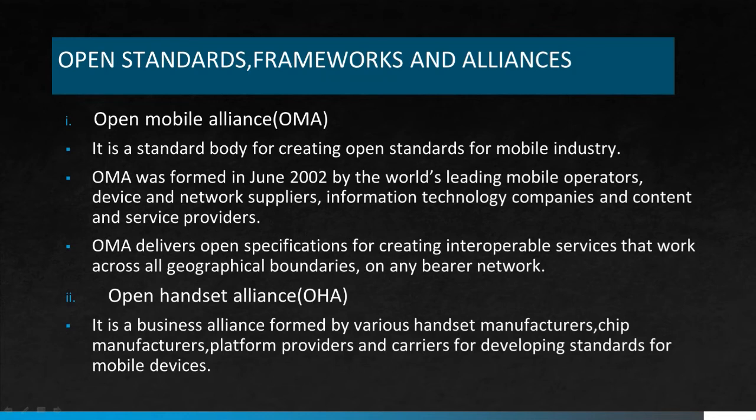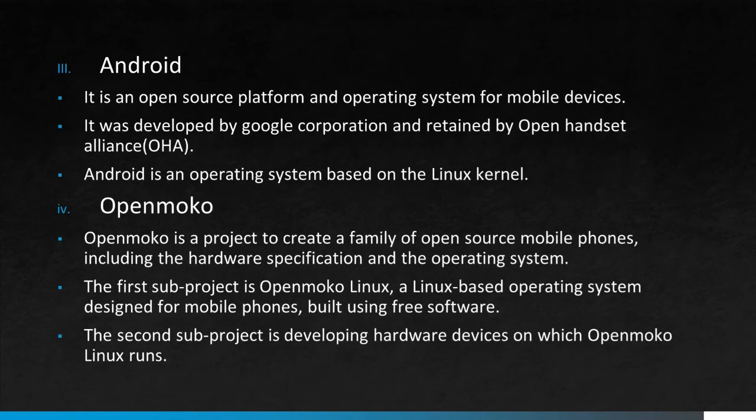The second one is OHA, that is Open Handset Alliance. It is a business alliance formed by various handset manufacturers, chip manufacturers, platform providers, and carriers for developing standards for mobile devices. The third one is Android. It is an open source platform and operating system for mobile devices. It was developed by Google Corporation and retained by Open Handset Alliance or OHA. Android is an operating system based on Linux kernel.